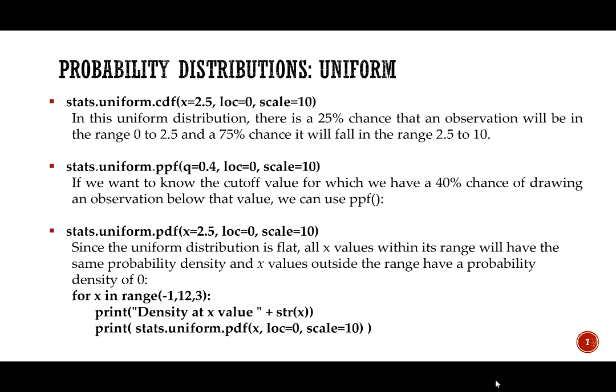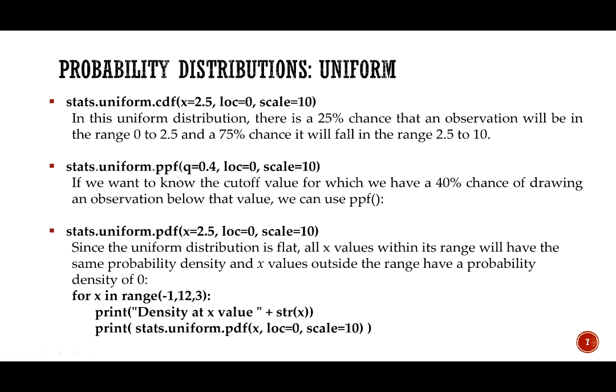Now we can calculate the CDF or PDF for the uniform distribution. stats.uniform.cdf, so we can find the probability of x less than or equal to something. So we need to pass the value. Let's say x is equal to 2.5 and two parameters for the uniform distribution, location 0, scale 10. And in this uniform distribution, there is a 25% chance that an observation will be in the range 0 to 2.5, and a 75% chance it will fall in the range 2.5 to 10.